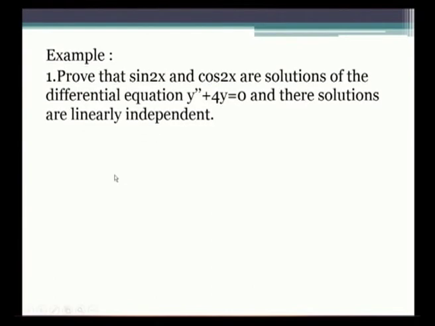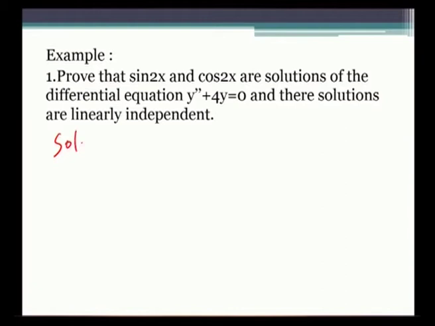Now, we will do a problem about these solutions. So far, we have learnt the solutions of a homogeneous linear differential equation. We learnt the Wronskian of solutions, that is, how to determine the Wronskian of solutions. In this example, you are asked to prove that sin 2x and cos 2x are solutions of the differential equation y double prime plus 4y is equal to 0, and that these solutions are linearly independent. This is what we need to prove in this problem.